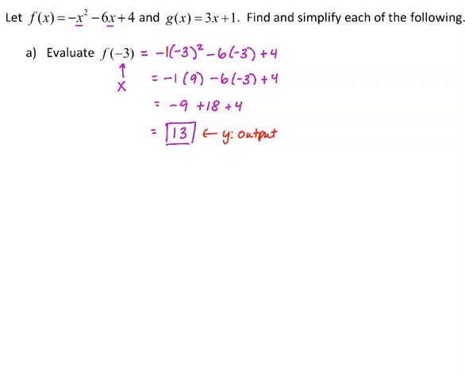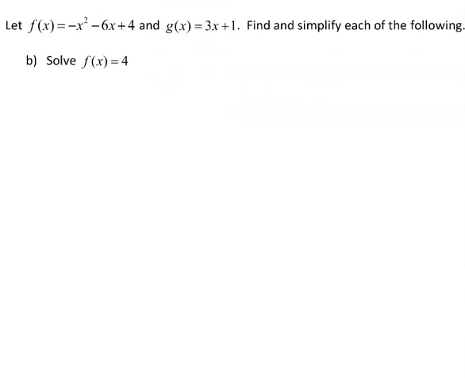On that one, our instruction word was to evaluate. Let's look at one where our instruction word is to solve instead. So we're still looking here at our function f, but this time we're given a value that we want f of x equal to: 4. So this 4 is our output value, or our y. When we need to solve, we're going to take our given function and set it equal to our given value of 4, and we want to solve for the input variable x.